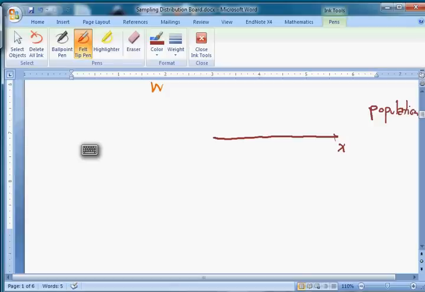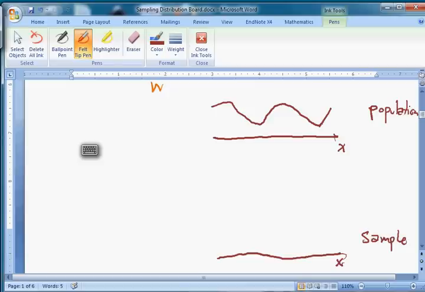And it looks like whatever you want. It can look like whatever you want pretty much, right? It can be bumpy. It can be any of those things, right? Well, now we take a sample. And then within our sample, we have another distribution.